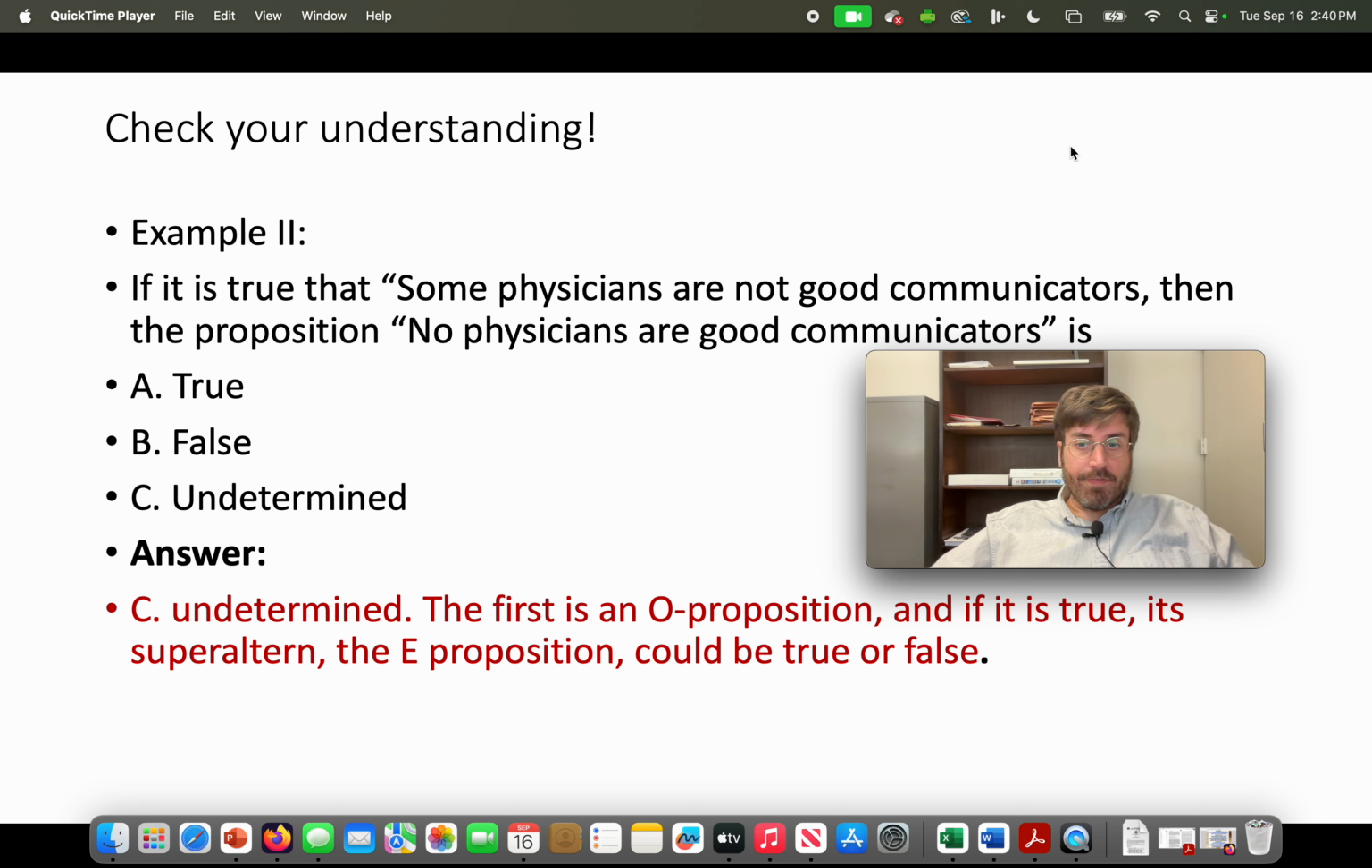But because of the law of subalternation, we can't make an immediate inference from an O, a true O claim, to an E claim. Truth only flows down. So the corresponding E proposition, no physicians are good communicators, is said to be undetermined. We just don't have enough information to make that immediate inference. Okay, so remember that truth only flows down. It does not flow up. Falsity flows up. So if our starting O proposition had been false, we could have made the inference that the corresponding E proposition was false as well. But we began with a true O proposition.